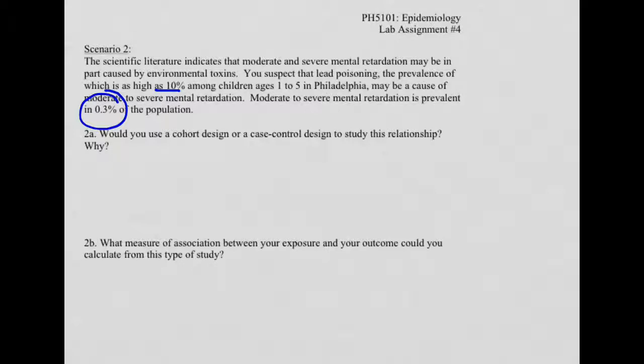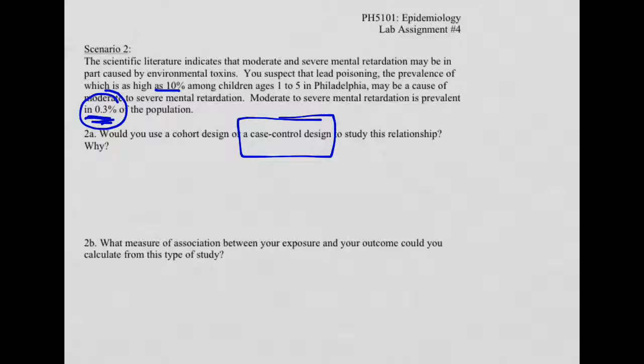So the first question for this scenario is, would you use a cohort design or a case control design to study this relationship? This should be a huge red flag or ringing bell when you see the prevalence of a disease outcome as incredibly rare as 0.3%. What that means is that you want to use a case control design. Remember, for a case control design, we select people who have our outcome and who don't have our outcome, and we compare their exposure histories.